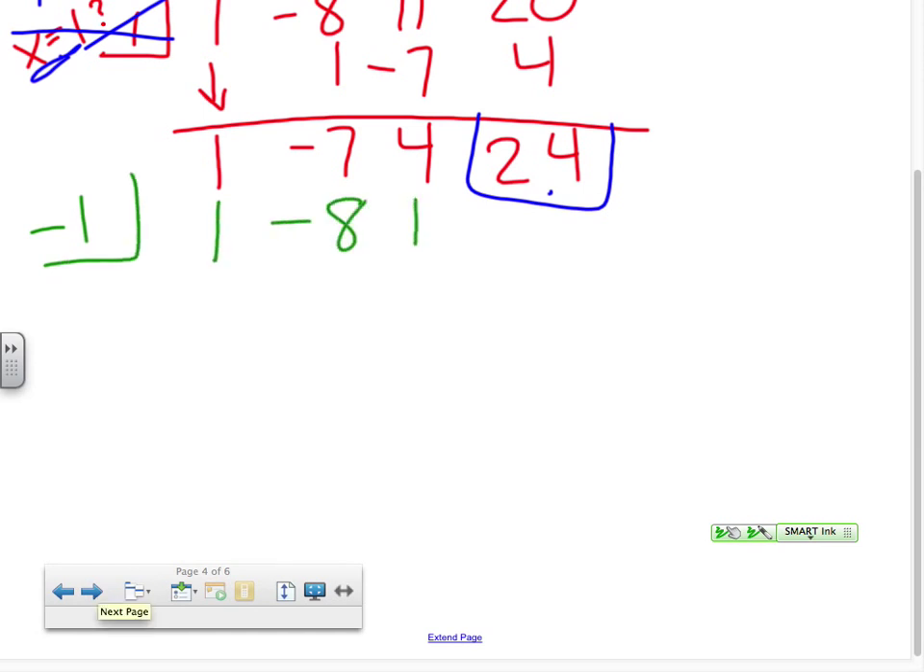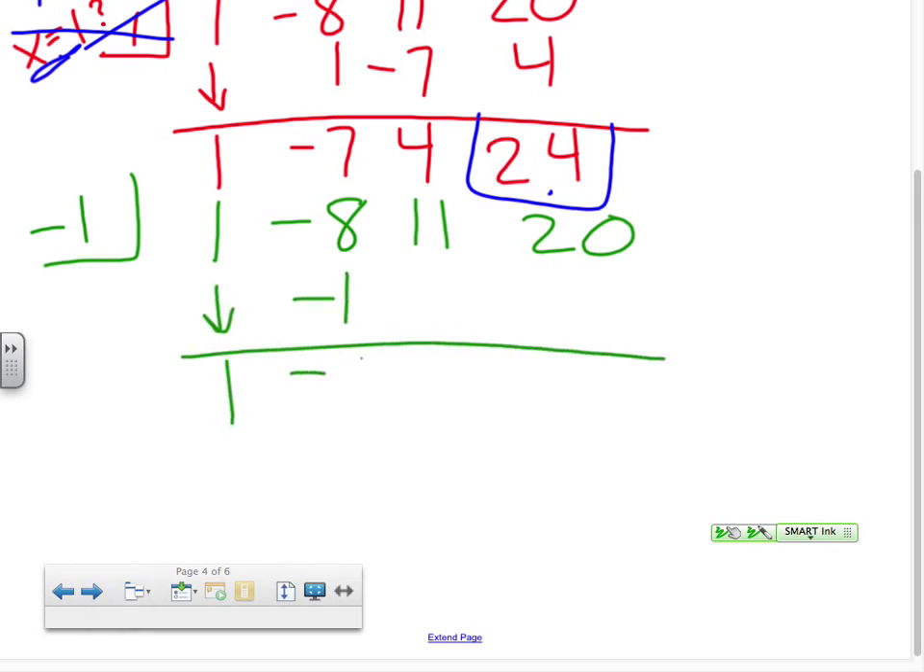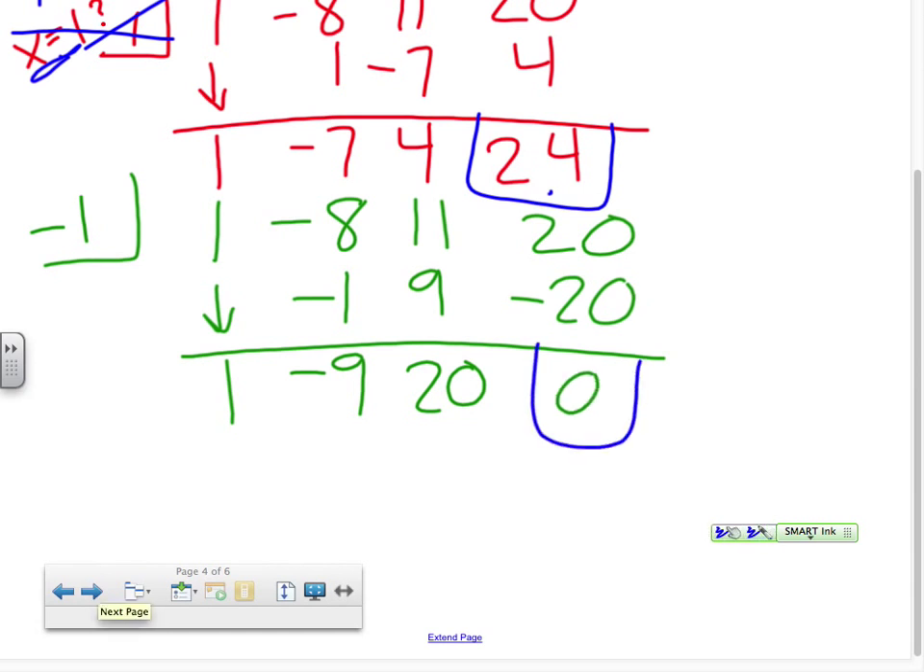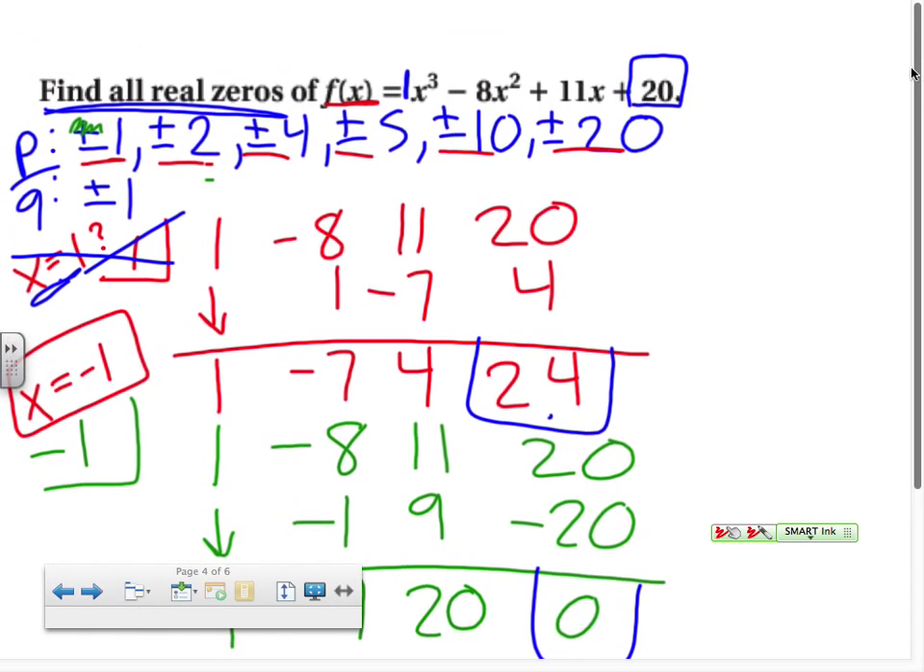And I list my coefficients. And I synthetically divide. I get negative 1, 9, 20 times negative 1 is negative 20. Now I've reached my remainder of 0, so that tells me that x equals negative 1 is a solution to that polynomial, that function. It's a 0.